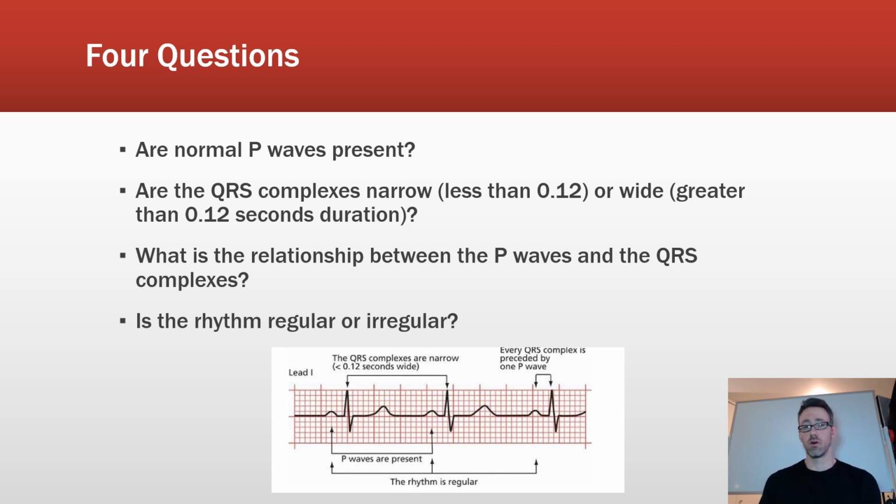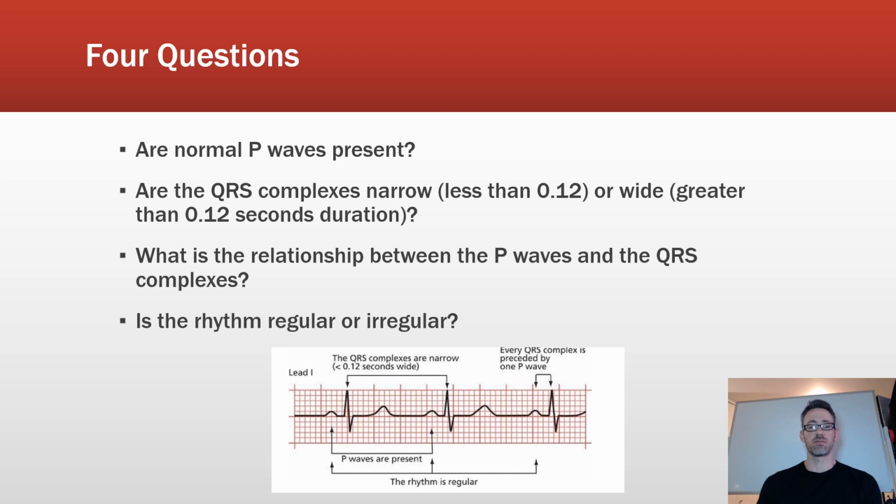Do the P waves all come out in the same intervals? Are the QRSs all in the same intervals, and so on? So if we have something that's totally normal, let's take lead 1 for example down here in the cartoon.